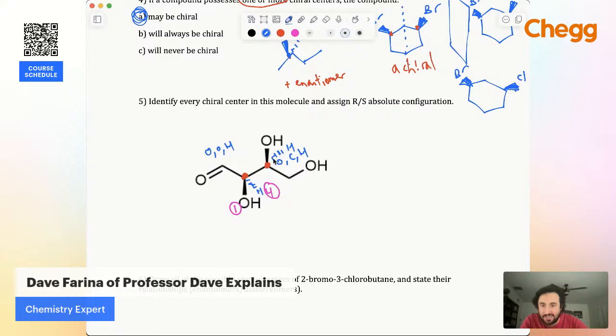Sorry if that's a little messy. That's a dash bond to a hydrogen. It's getting a little crammed in there.